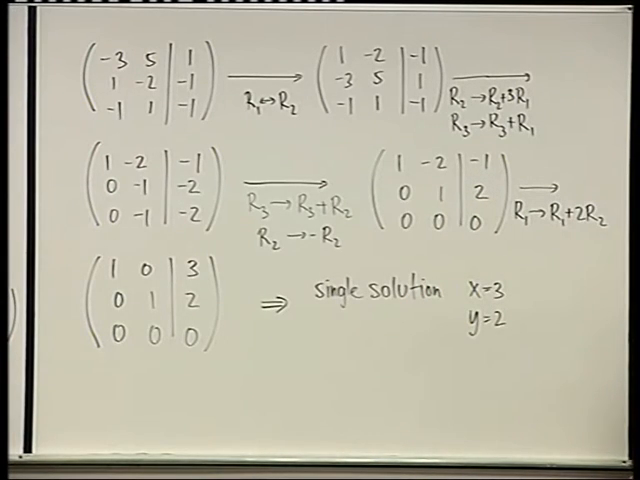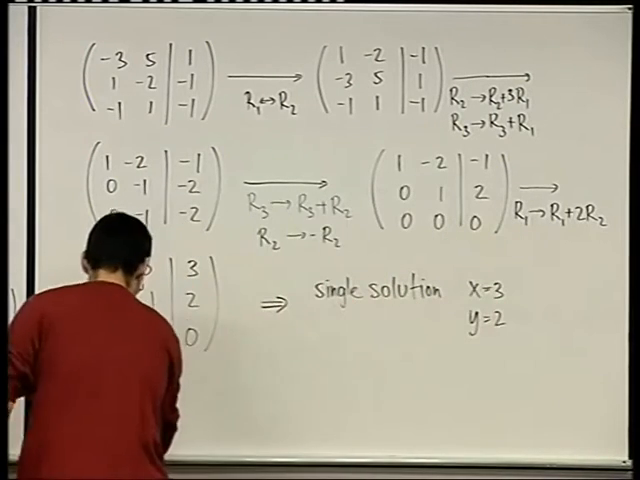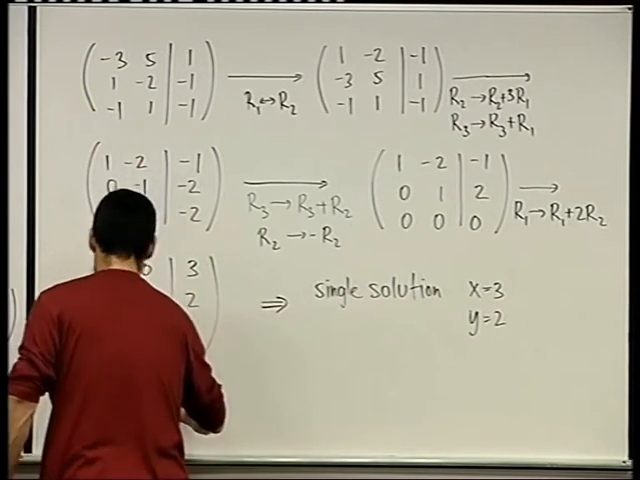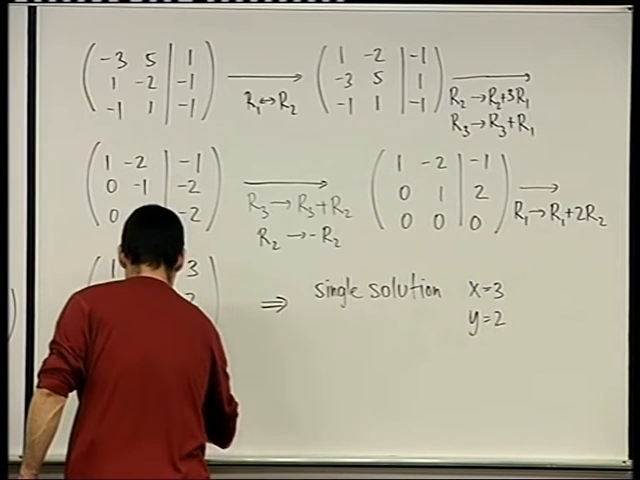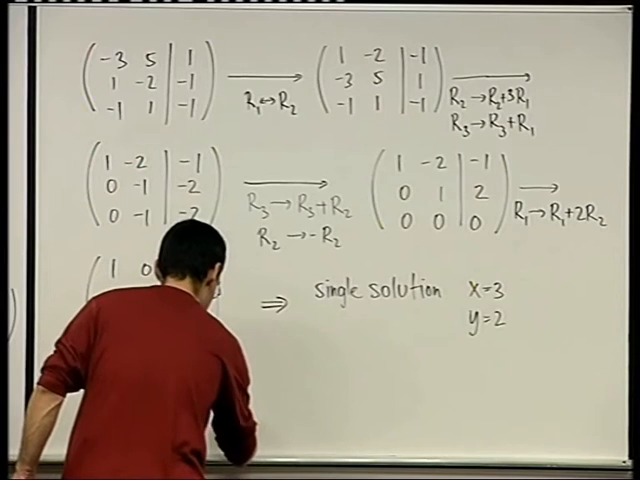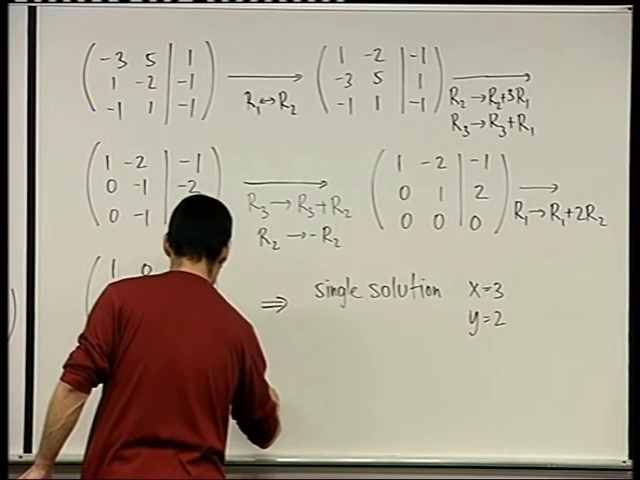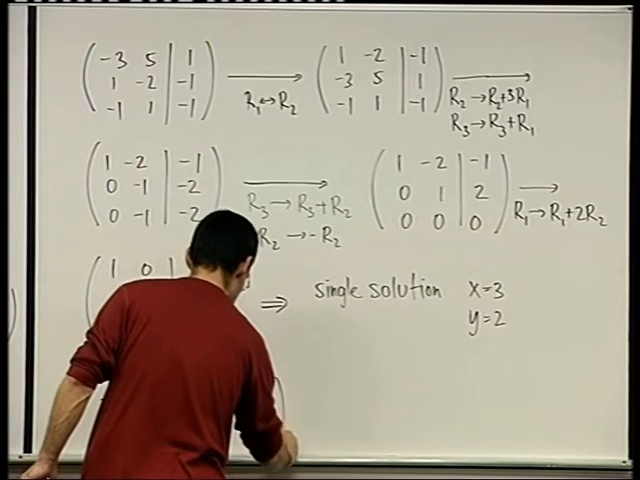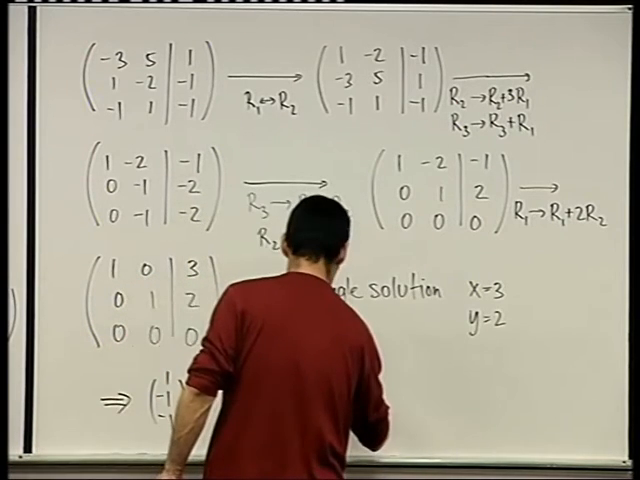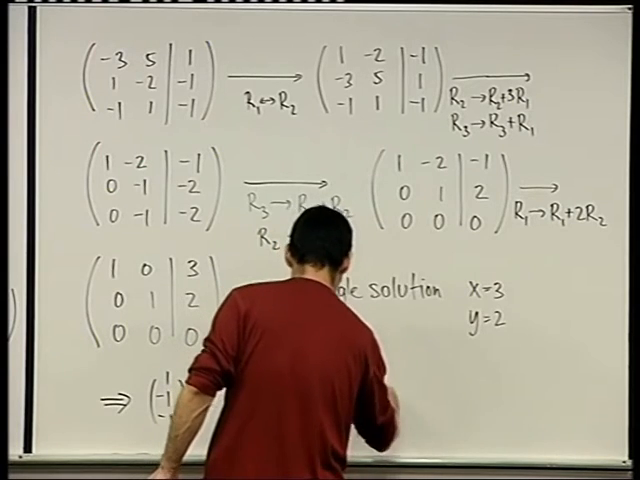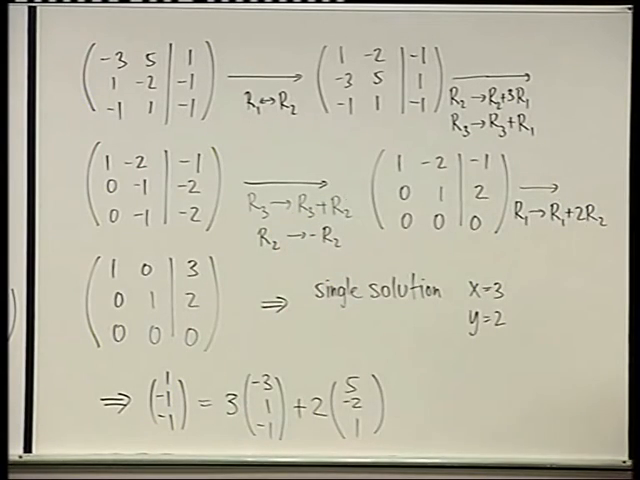Good? And now we can go back and plug that in and see that in fact we got V written as a linear combination of U1 and U2. So V was 1, negative 1, negative 1. And it can be written as 3 times U1, which was negative 3, 1, negative 1, plus 2 times U2, 5, negative 2, 1. And you can verify that this is indeed true. Okay, so the answer to our question was yes. V is a linear combination of U1 and U2.